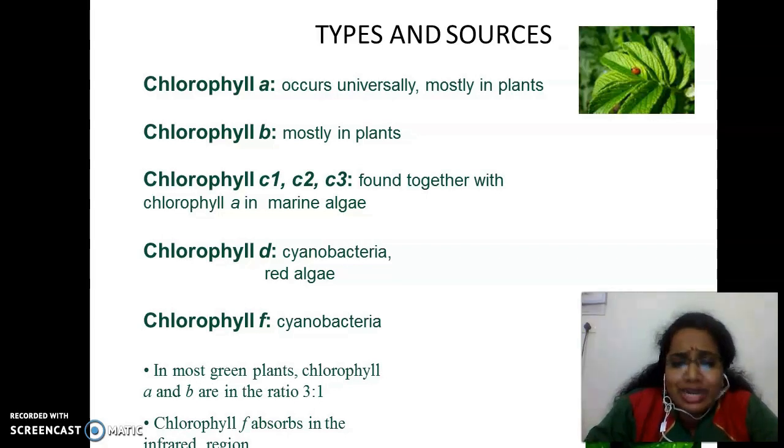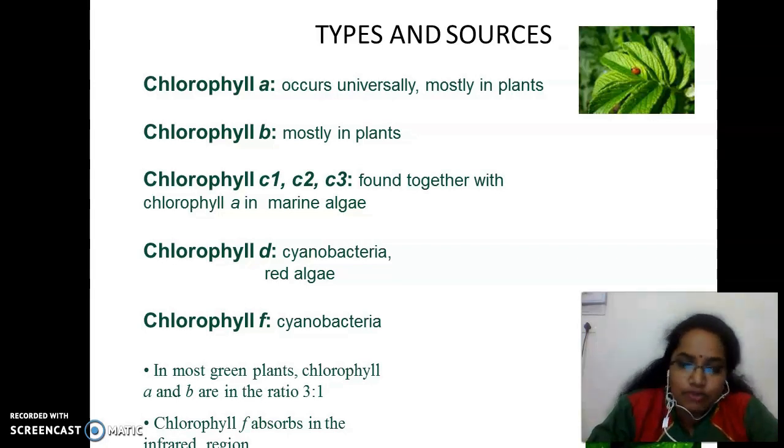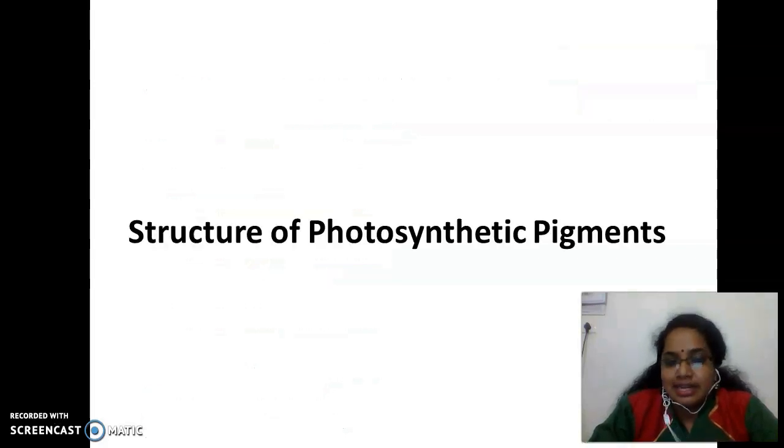So in almost all green plants, chlorophyll A and B are in the ratio 3:1. And chlorophyll F absorbs light from the infrared region. Normally the chlorophyll molecule absorbs light from the visible region of the spectrum, but chlorophyll F, which is an exceptional case, absorbs light from the infrared region.